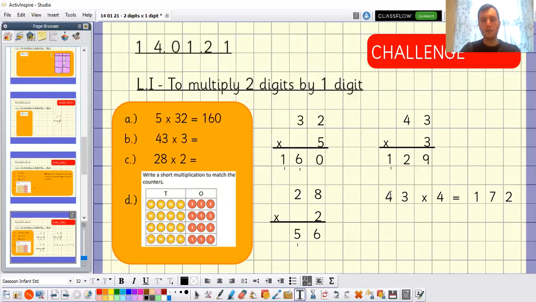And lastly, I wrote a multiplication calculation to match this. There were 4 groups of 43. 1, 2, 3, 4. So 43 times 4, and that gave me the answer of 172. So well done. Great job on that one if you managed to do the calculation to match it and solve it.